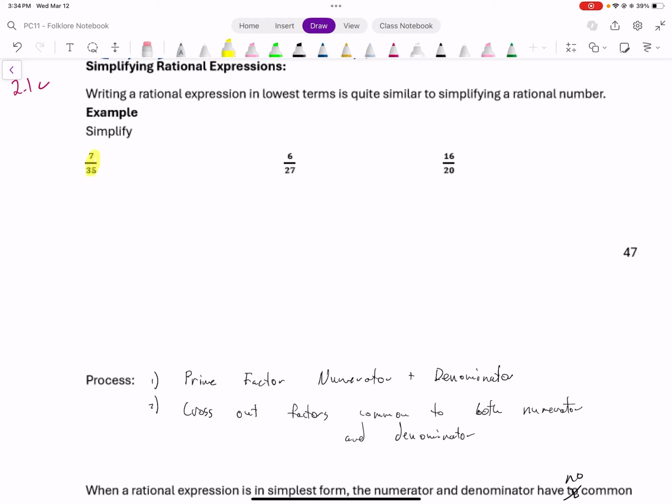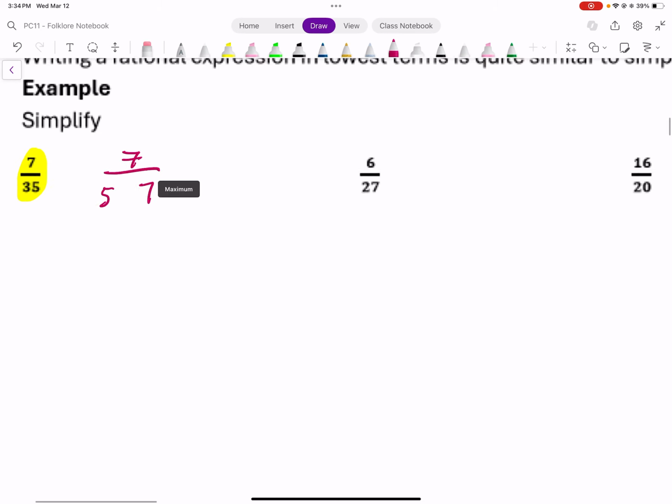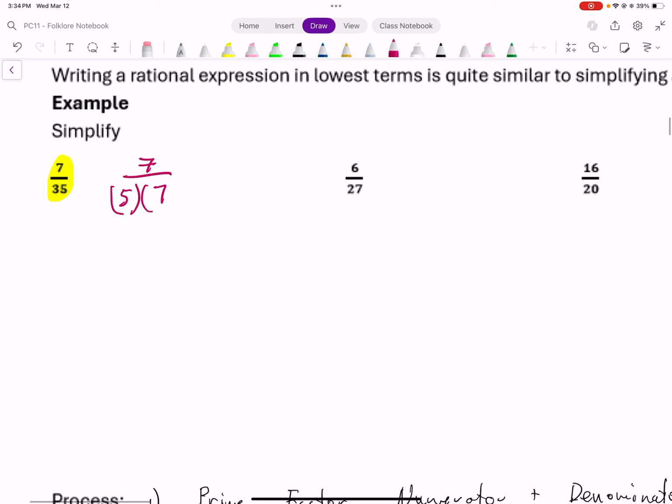Now I'm just going to take a look at 7 over 35. Well, it may help if I prime factor. I'm just going to say factor both numerator and denominator. Well, the numerator is unable to factor. The denominator has two factors of 5 and 7. There we have it. So I'm going to put those in brackets.